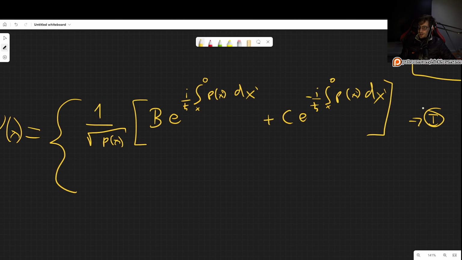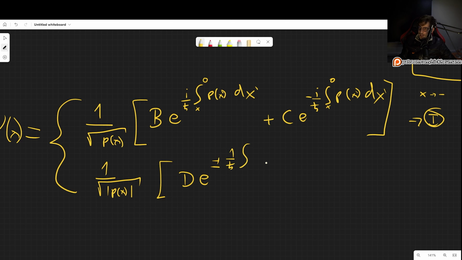And just to be very, very clear, this is where x is negative, right? So x is negative. And where x is positive, we have p of x. And then we get, so our solutions were of the form some constant, let's call it d, e to the plus or minus 1 over h bar integral of p of x, but absolute value, dx. Now, notice a few things.